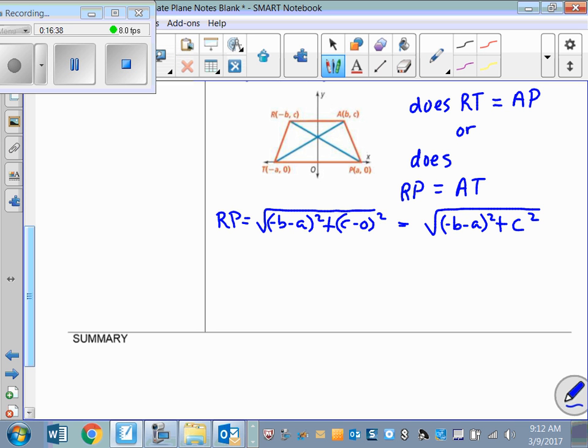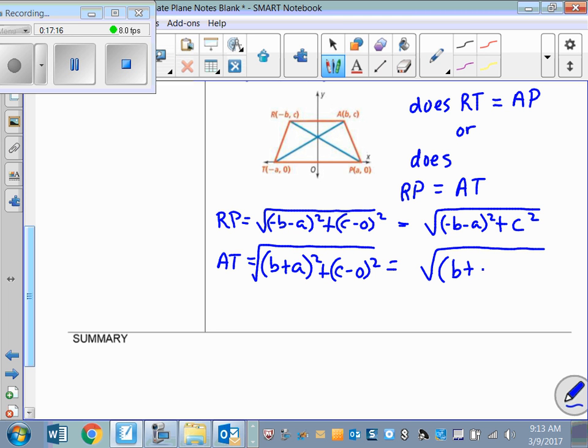Please do not think you can take the square root of both of those parts under there and say, oh, okay, that's negative b minus a plus c. No can do. All right, let's see what AT is. AT is the square root of b plus a, squared, and then I've got c minus 0 again, c minus 0 squared. So I have the square root of b plus a, squared, plus c squared.